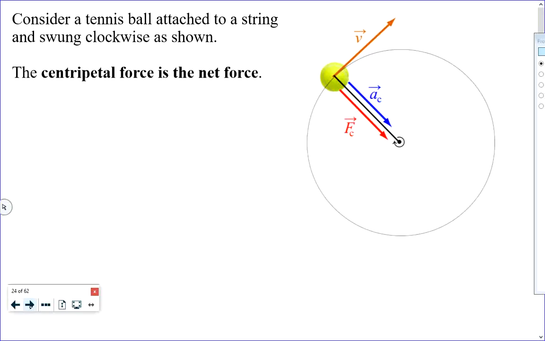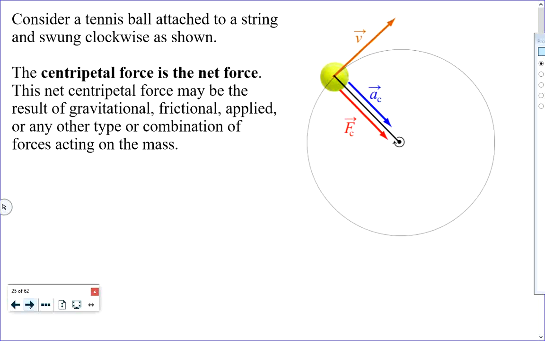So the centripetal force is the net force. This is maybe the most important thing today. The centripetal force is the net force, and it may be the result of an applied force or gravity or friction or anything. But the bottom line is, when I say this in bold, what I mean is this.